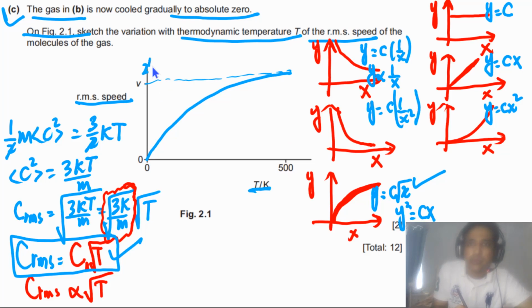And at this point, 500 degrees Celsius, we have already found the speed. That was 2490. So this is the root mean square speed, 2490. But you don't need this one to answer this question. Simply you need to sketch. I hope you have some better understanding of graphs now.